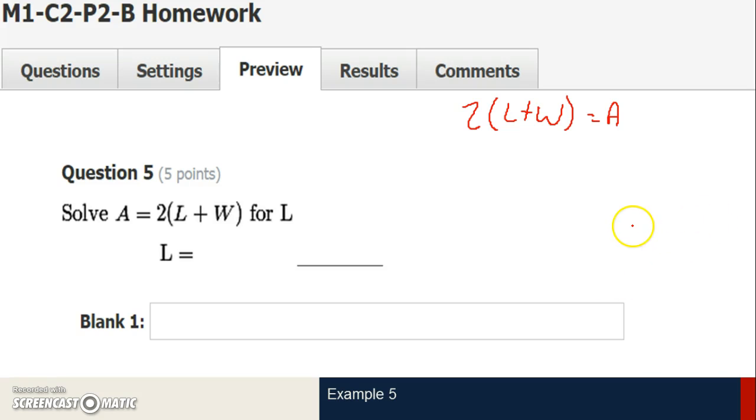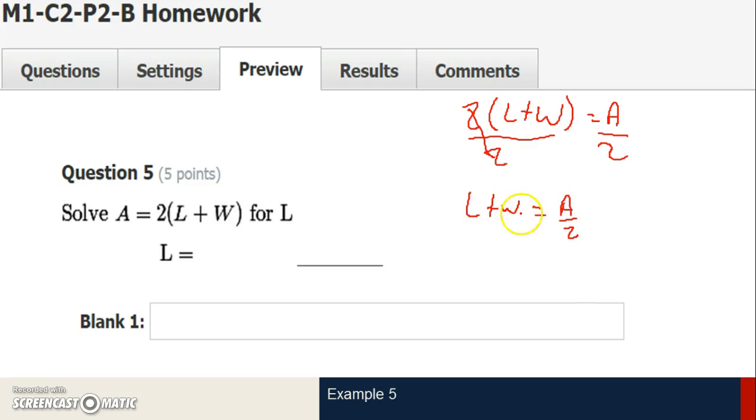Okay, here we have 2 times L plus W equals A. I'm solving for L, so I've got to eliminate the 2 and the W. Multiplication comes before parentheses in reverse PEMDAS, so I'm going to divide to get rid of this multiplication. I want to divide by 2 to get rid of the 2. Do both sides. Hopefully this is becoming a little bit more fluid to you guys the more you use inverse operations. Equals A divided by 2.